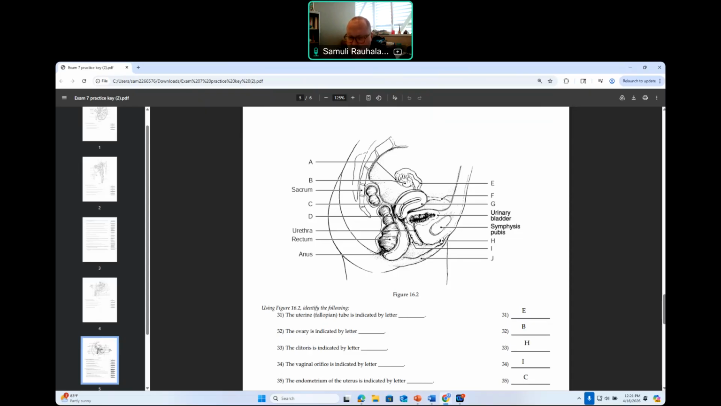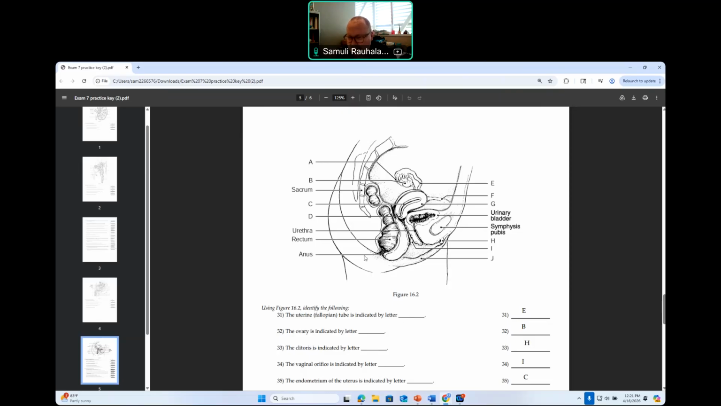We can also see on this diagram the inner lining of the uterus, known as endometrium, shown with letter C and in question 35. This appears and thickens in preparation for the potential implantation of a fertilized egg cell. But if the egg does not get fertilized, this structure too gets shed as part of the monthly cycle.